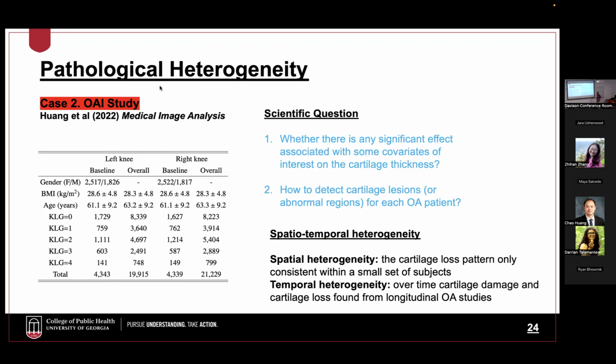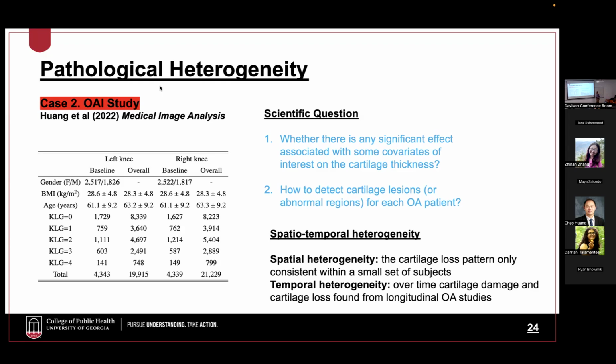Here we have two different scientific questions. The first one is to find whether there are risk factors that affect these cartilage areas, like age, gender, or BMI, and whether some of them are highly correlated with our cartilage areas. The second scientific question is, for different patients, we want to find their pathological patterns in these areas. But for the second question, we face a very challenging problem, that is spatial temporal heterogeneity.